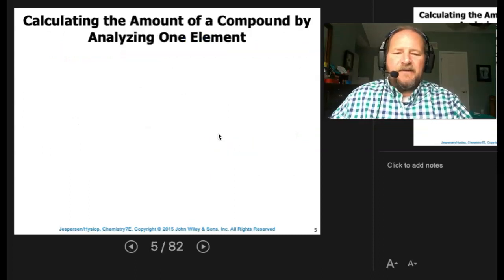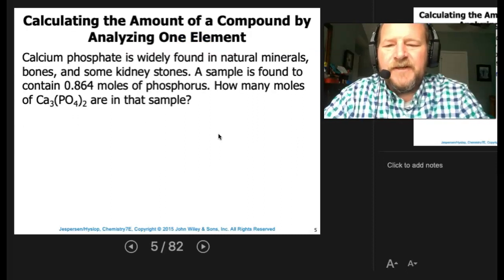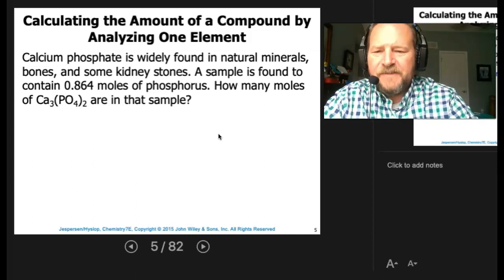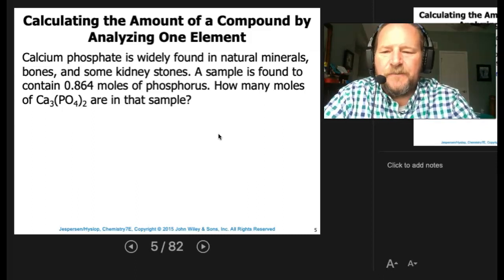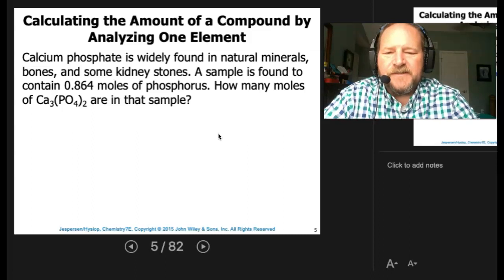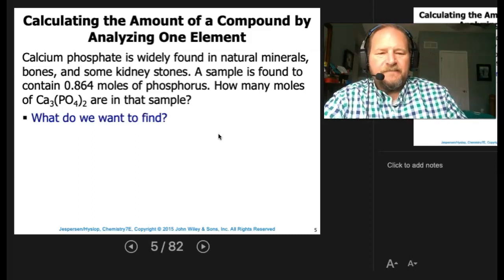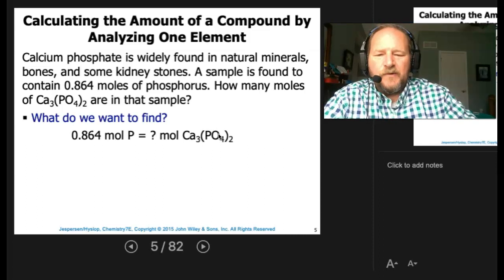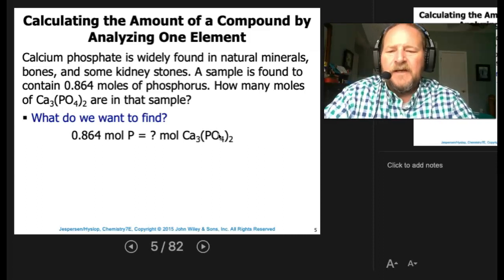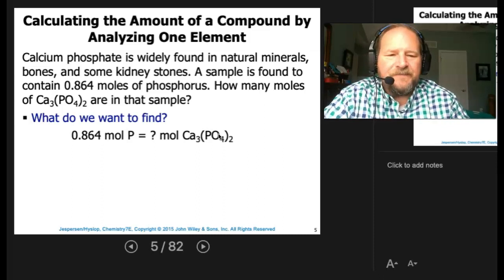Now, calculating the amount of compound by analyzing one element. So here, what we're going to do is look at a sample problem. Calcium phosphate is widely found in natural minerals, bones, and some kidney stones. A sample is found to contain 0.864 moles of phosphorus. How many moles of calcium phosphate are in that sample? All right, so what is it we're trying to find? Okay, well, we want to know how many moles of calcium phosphate are in the sample. And of course, what we know is that we have 0.864 moles of phosphorus.